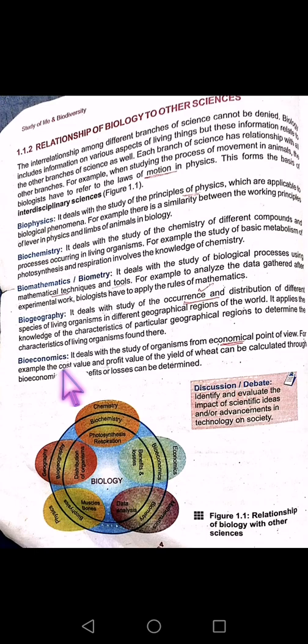Then comes bioeconomics. It deals with the study of organisms from an economic point of view. For example, the cost value and profit value of the yield of wheat can be calculated through bioeconomics. Wheat is a living thing, right? Wheat, its production and its import and export, the cost and the profit values of all these living things are studied under the field of bioeconomics.